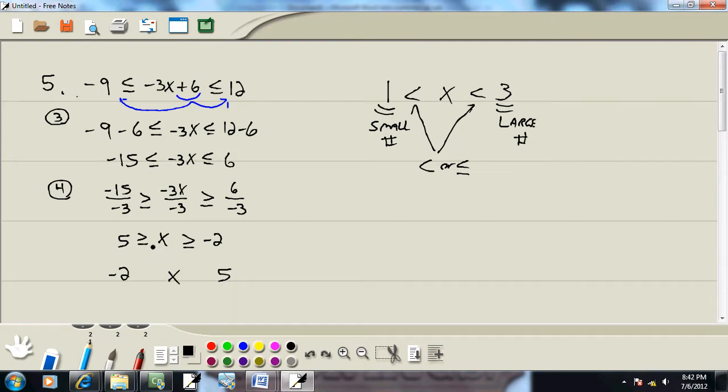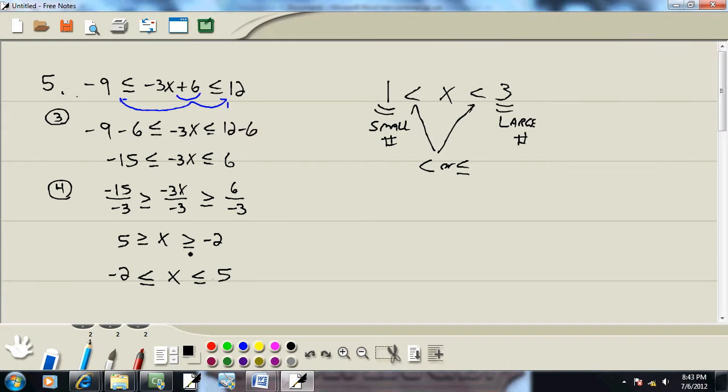Now you can flip these around just as long as you don't change the inequality. See how the small end of the inequality opens up toward -2? When I flip it around, the small end has to open up toward -2. Notice how the large end opens up toward the 5, so when I flip it around, the large end has to still open up toward the 5.